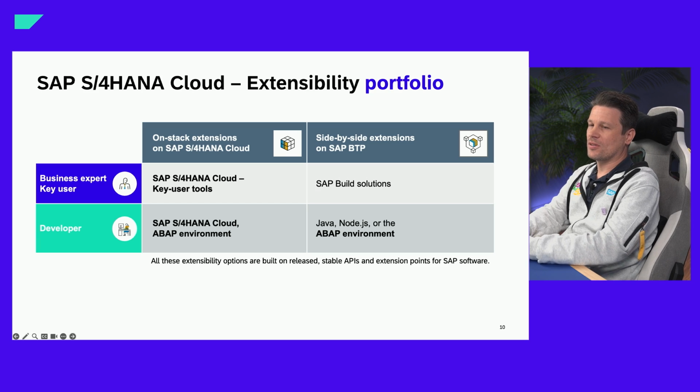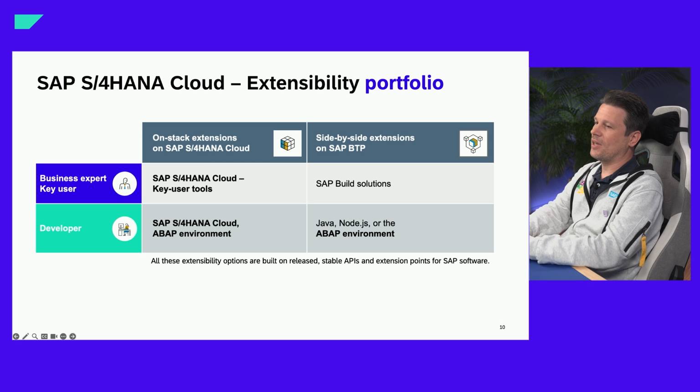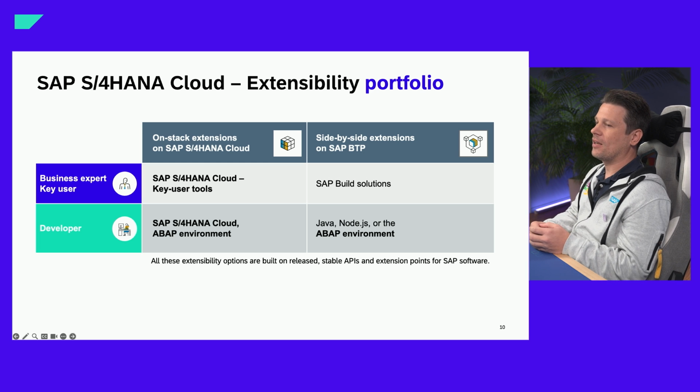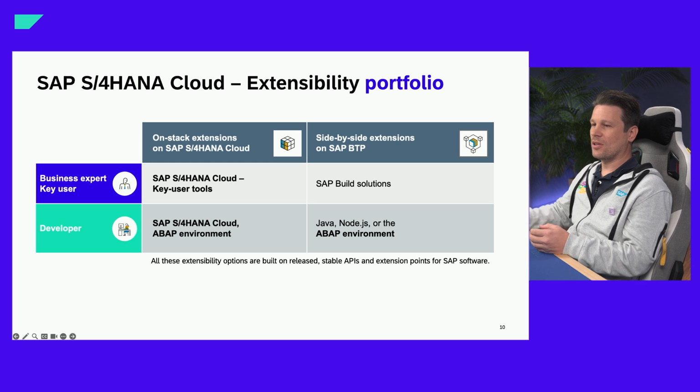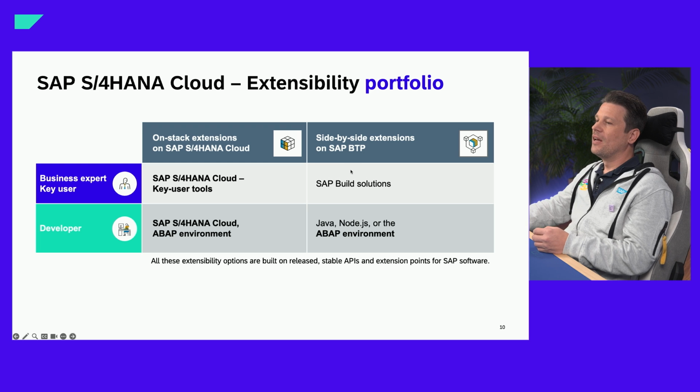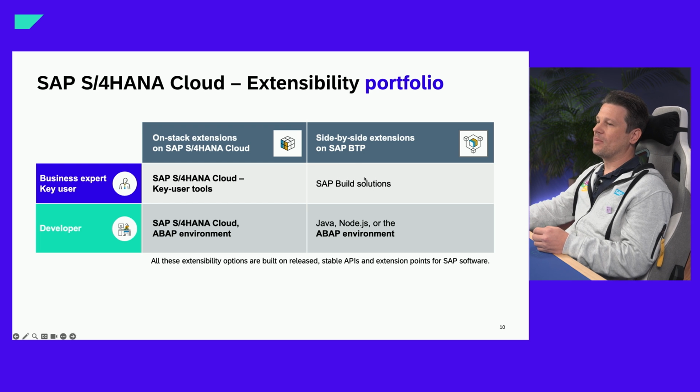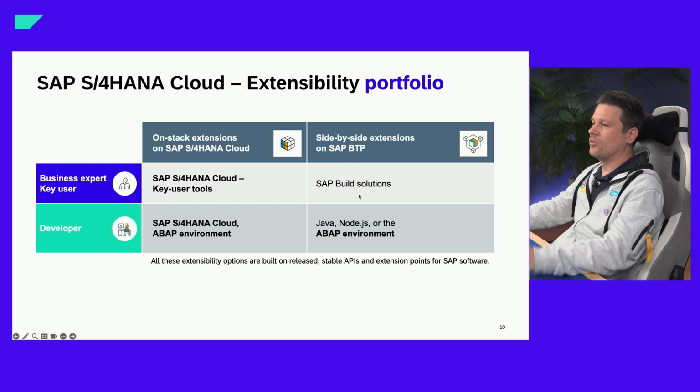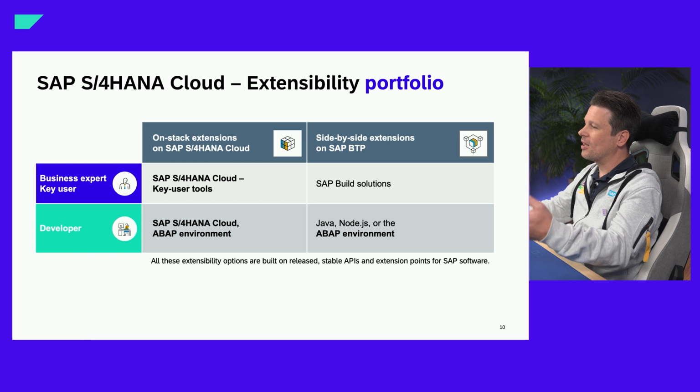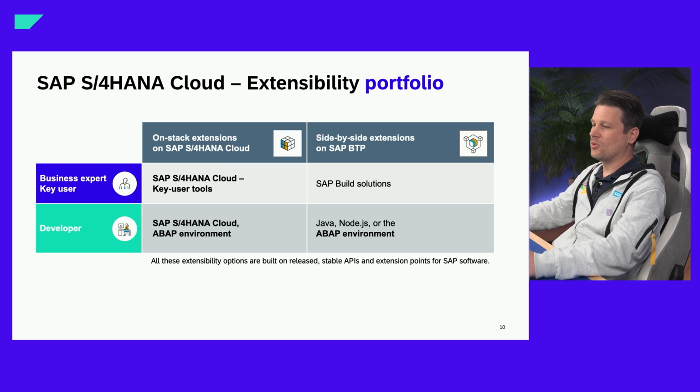Then we have the portfolio, what we offer. Of course, for the key user and the business object, we have for on-stack extensions the S/4HANA Cloud key user tools. This means that we have the key user tools for the business experts. On the other side, we have the side-by-side extensions where you can use the SAP Build solutions which are available. For the developer, we have, of course, the S/4HANA Cloud ABAP environment where you can code ABAP Cloud on stack using ABAP tools in Eclipse.